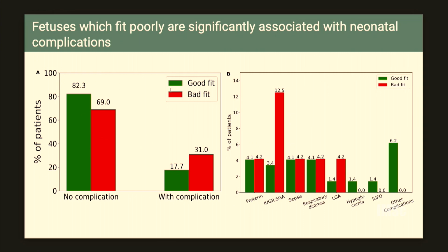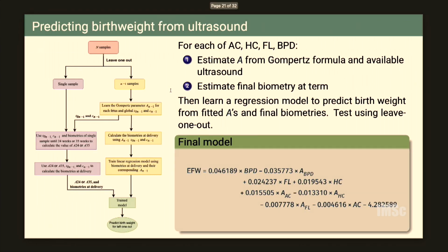IUGR is intrauterine growth retardation, which can often be diagnosed during pregnancy, especially via ultrasound or something else. And SGA is the outcome, small for gestational age. LGA also shows a significant difference, and then some of the other complications are only showing, but this is partly because the data set is kind of unbalanced. Most tests for fits were good.